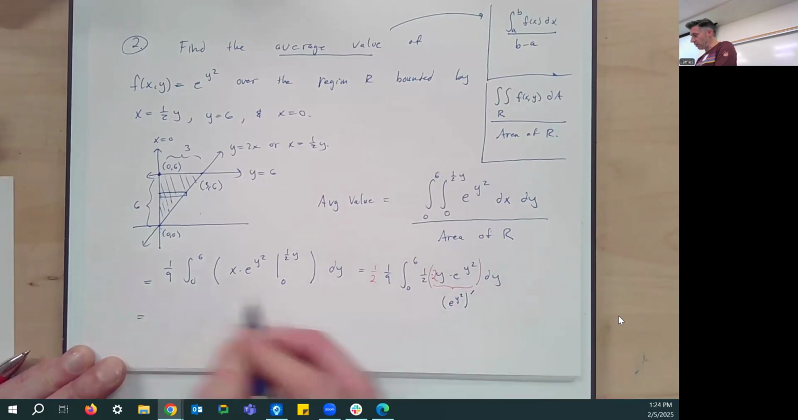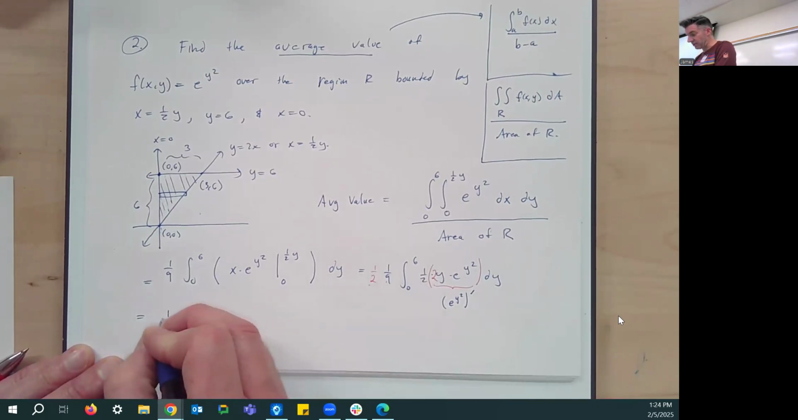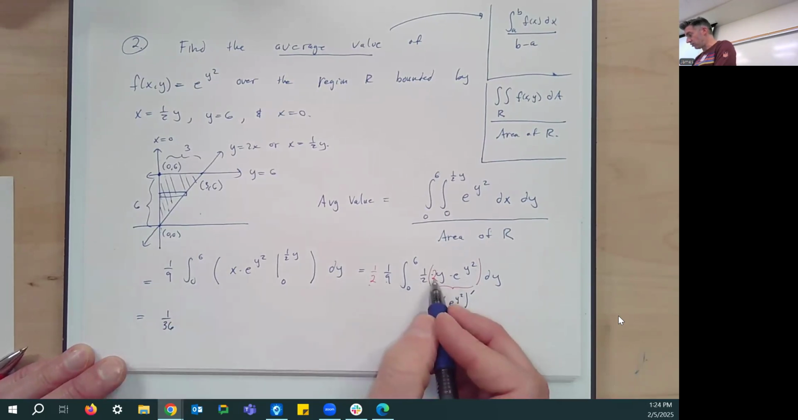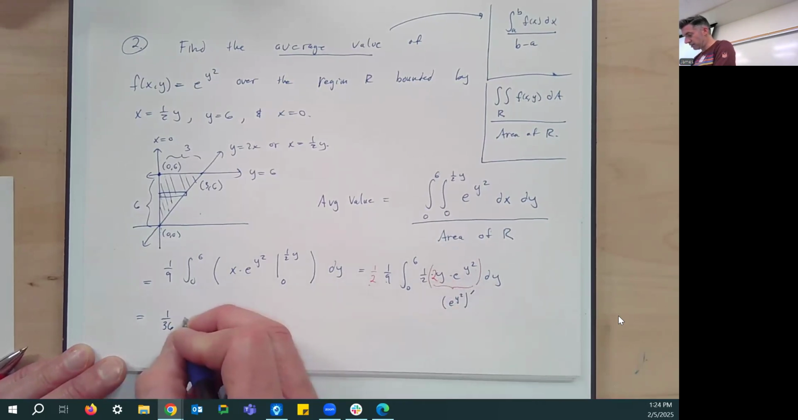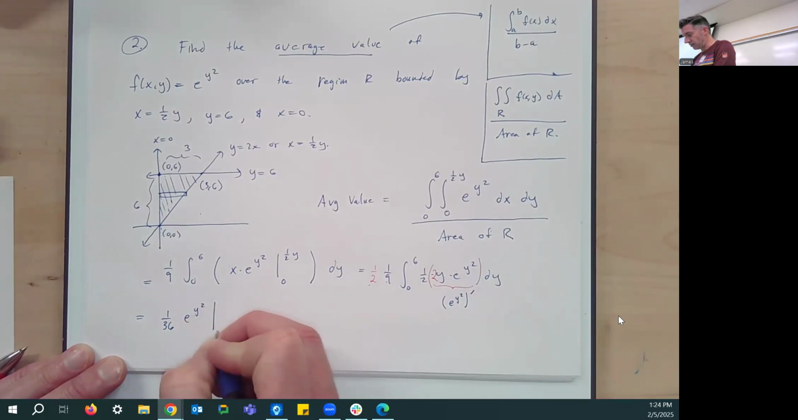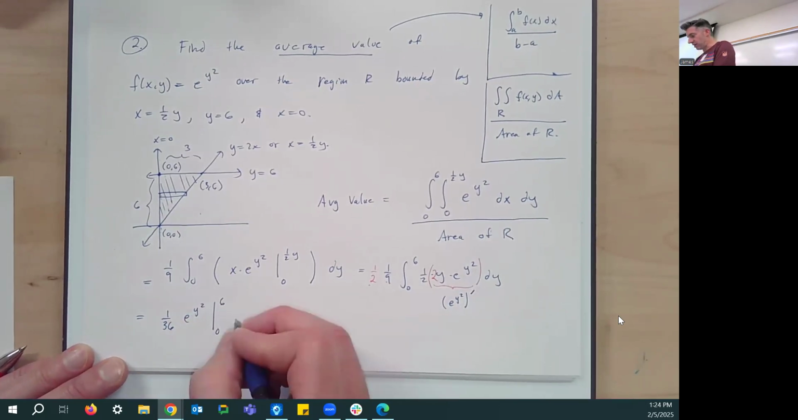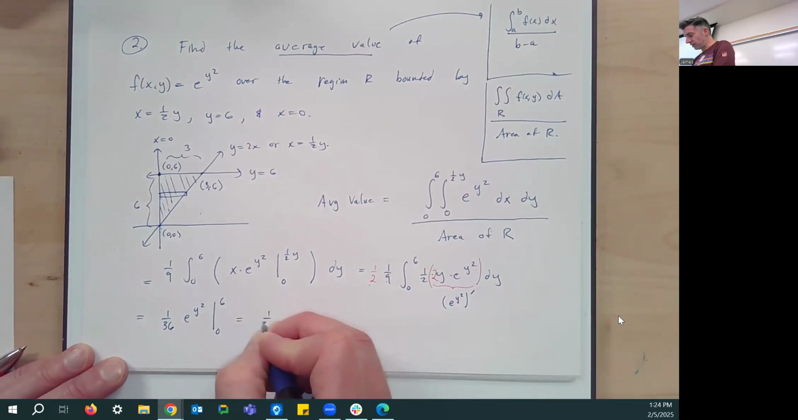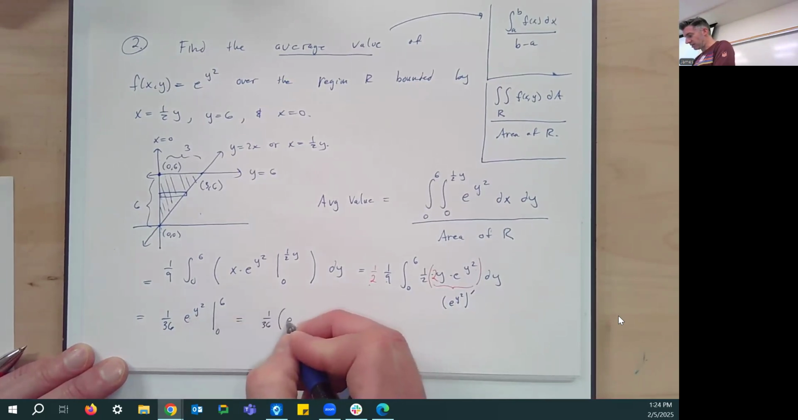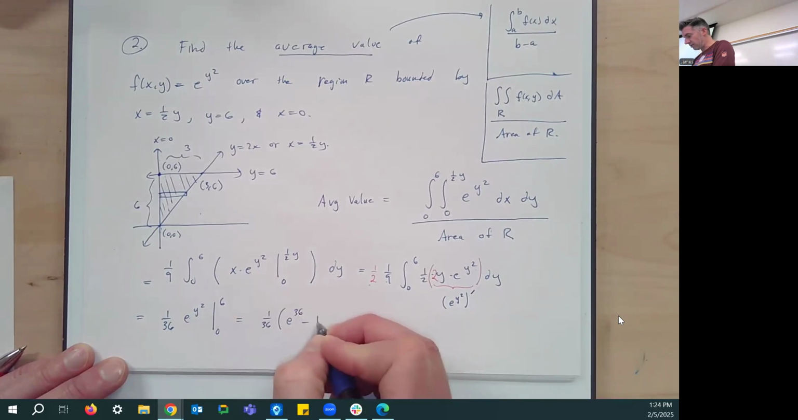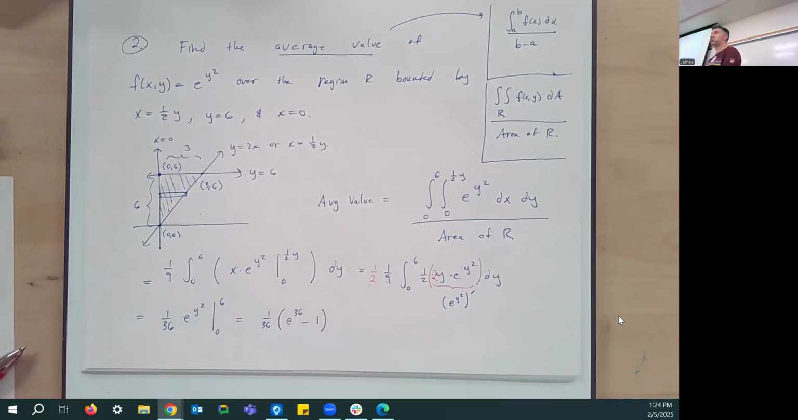So then we're going to get 1/2 times 1/9 times 1/2, which is going to be 1/36. And the integral of 2y e to the y squared is e to the y squared evaluated from 0 to 6. So we're going to get 1/36 times e to the 36 minus e to the 0. And that's the average value, or average height, of this function over this region.